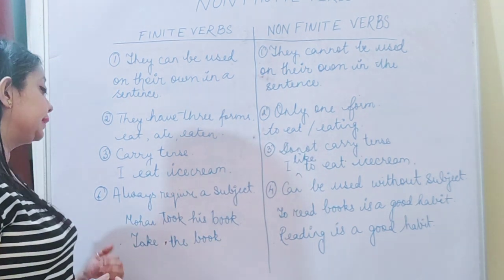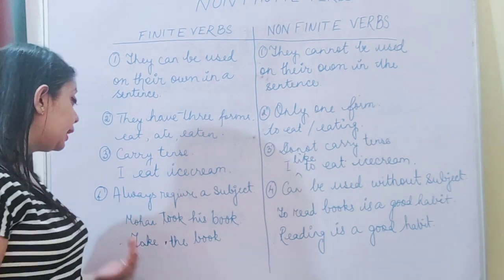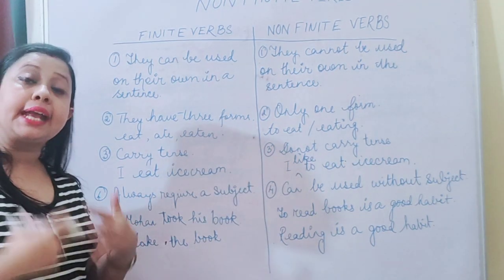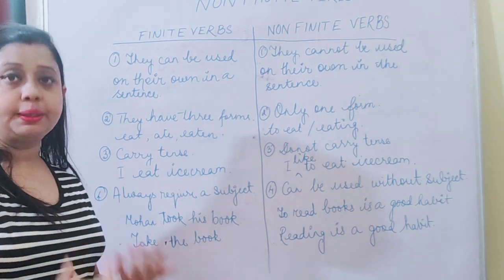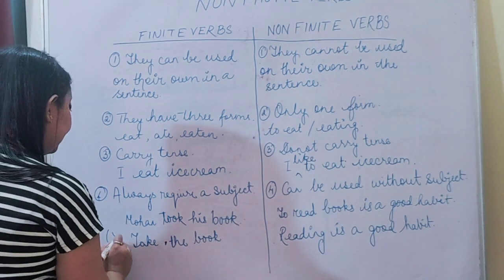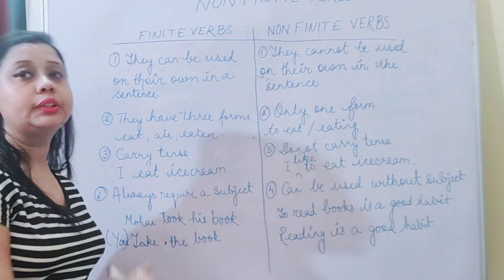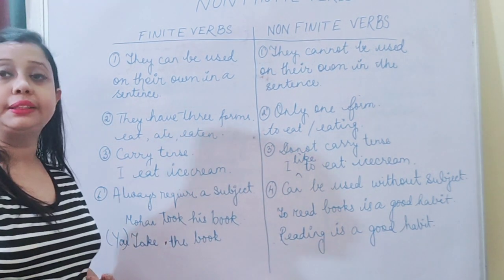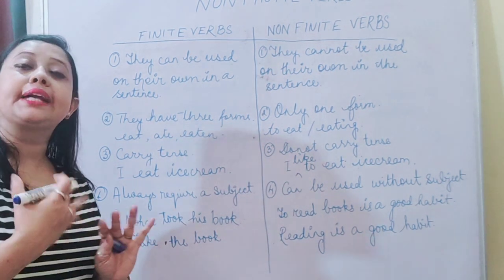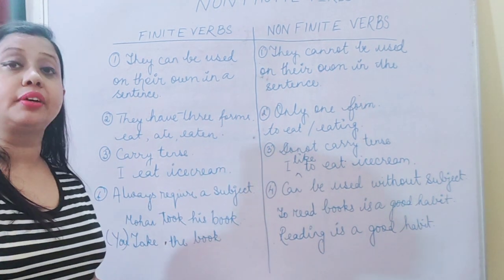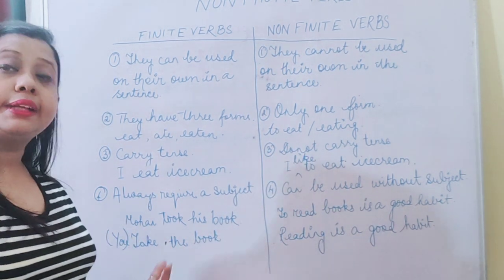Now in the second sentence, I wrote take the book, which is a kind of order. But you can understand that I am telling somebody to take the book. You take the book. It means that there is a you hidden over here, but it also means that without this you, this subject is incomplete. This sentence is incomplete, or this word is not able to express itself. So finite verbs, they always need a subject to explain themselves.